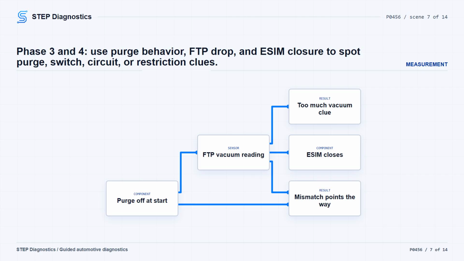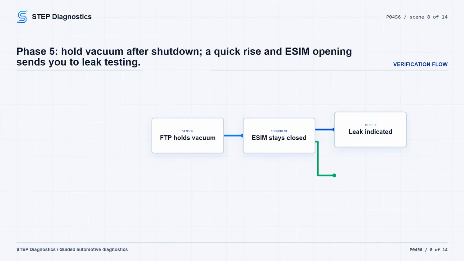If pressure drops but the switch does not close, suspect a stuck open switch or an open in the ESIM signal or ground circuit. If the switch closes but pressure changes very little or not at all, suspect a restriction between the canister and FTP sensor or a faulty stuck sensor. Before condemning the sensor, verify the 5-volt supply is present at the sensor. If neither the switch closes nor the pressure changes, think very large leak or purge solenoid not opening.